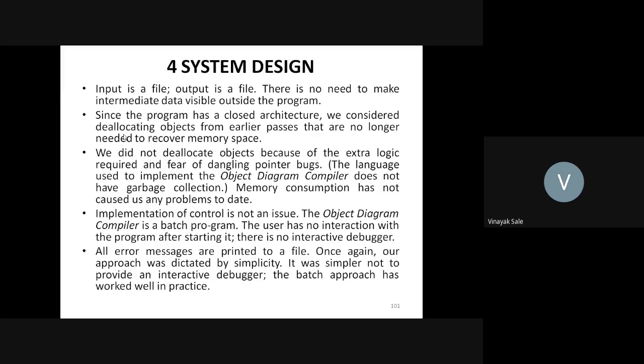Implementation of control is not an issue. The object diagram compiler is a batch program. The user has no interaction with the program after starting it. There is no interactive debugger. Each error message is printed in a file. Once again, our approach was dictated by simplicity. It was simpler not to provide an interactive debugger. The batch approach has worked well in practice.